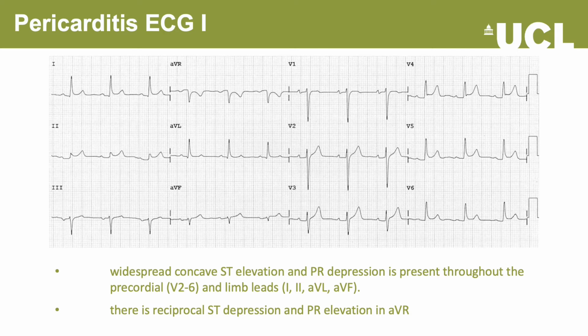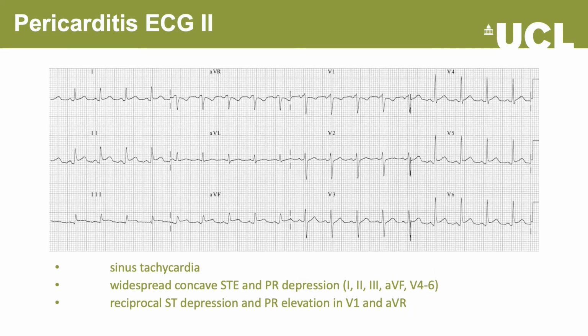Of note, there's also reciprocal ST depression and PR elevation in AVR. Now, it's important here when you're thinking about, for example, ST elevation MI, note that pericarditis tends to be common in younger patients. So certainly, if a 25-year-old presents with this ECG, pericarditis should be at the top of your list, as opposed to an acute coronary event, which is highly unlikely.